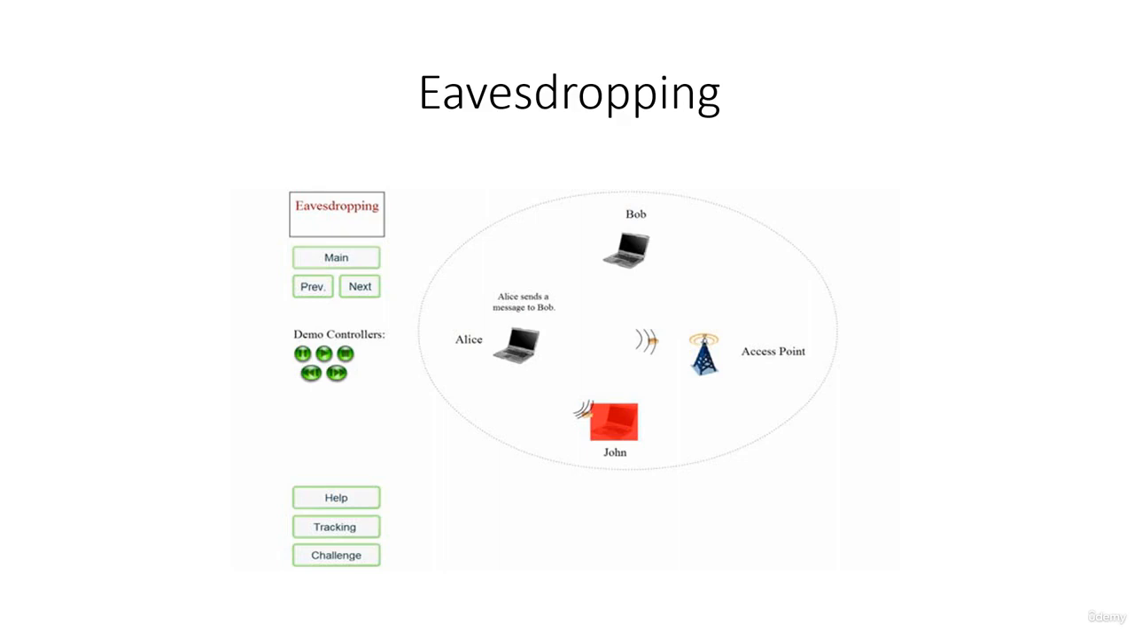Bob sends a message back to Alice and the packets are forwarded by the AP to Alice. John captures the message which was sent by the AP to Alice. So that's how the usual process goes, how the eavesdropping is done. So that's all about eavesdropping.